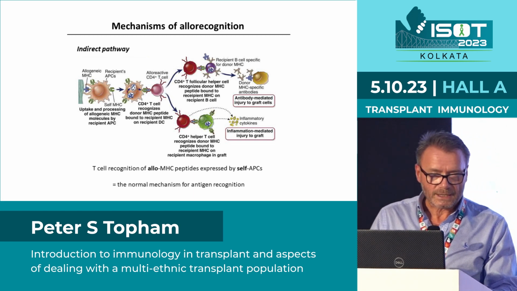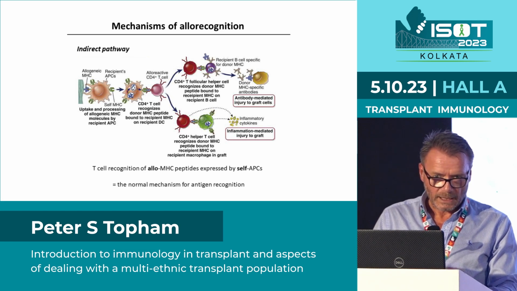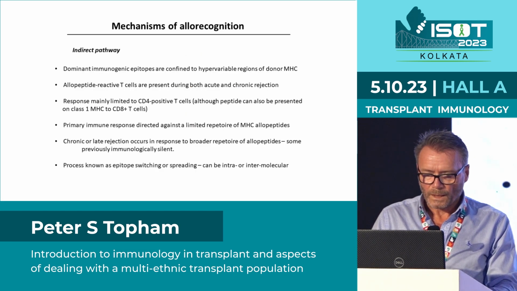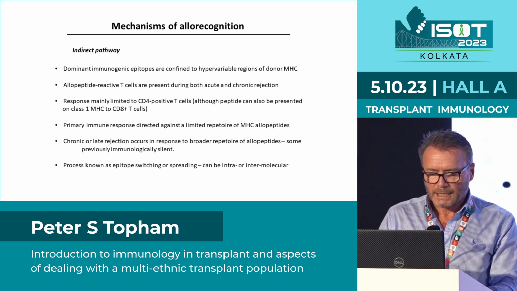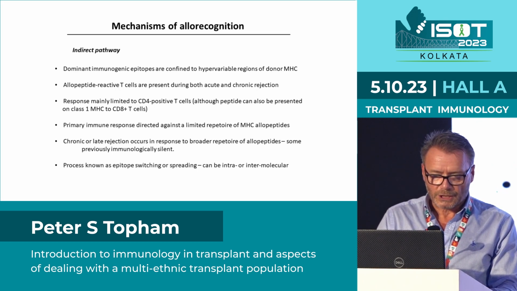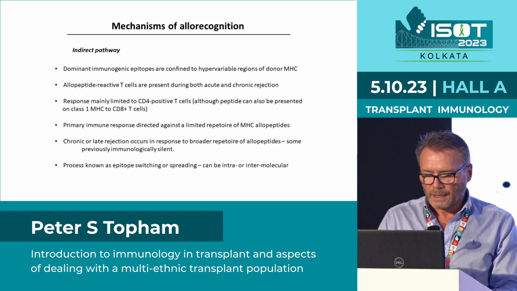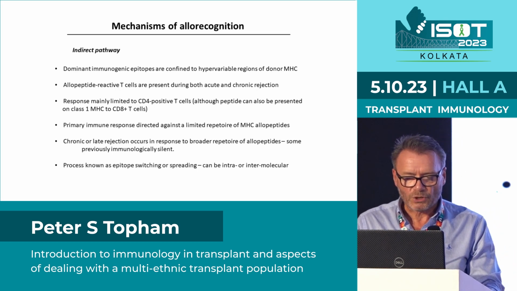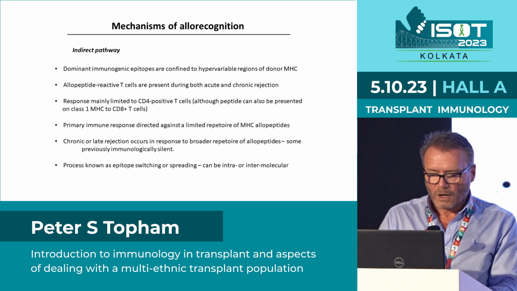The key thing there is that this is the normal mechanism of antigen recognition. So you've got allo-MHC recognized by self-antigen-presenting cells. The dominant immunogenic proteins are the hypervariable regions of donor MHC. The allopeptide reactive T cells are present during both acute and chronic rejection. The other thing to be aware of is the initial immune response is directed against a limited repertoire of MHC allopeptides, but the later responses are related to a broader repertoire of allopeptides, which is a process known as epitope switching or spreading.